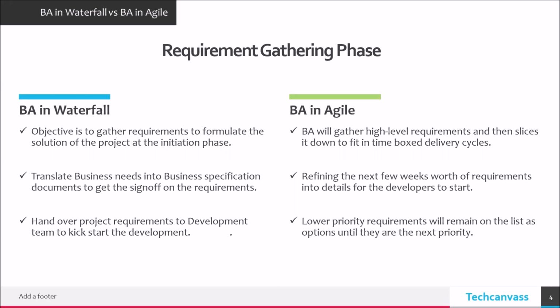Let's now talk about requirement gathering phase. A business analyst in Waterfall works on gathering end-to-end requirement from the stakeholders to formulate appropriate solution and propose it in front of client in a single go. Prepare business specifications documents to illustrate project roadmap to the stakeholders and then seek the sign-off on the requirements to freeze project requirements gathering phase.